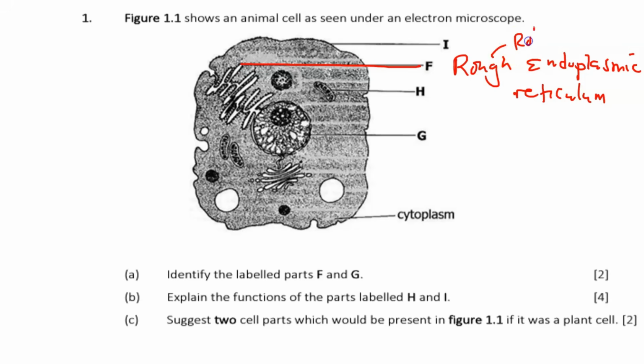They have the presence of ribosomes on the surface. But of course, we have also two types of ER. We have the smooth one and the rough one. The smooth one does not have ribosomes. If at all it is written, if it's written like this. Okay. Then what about G?